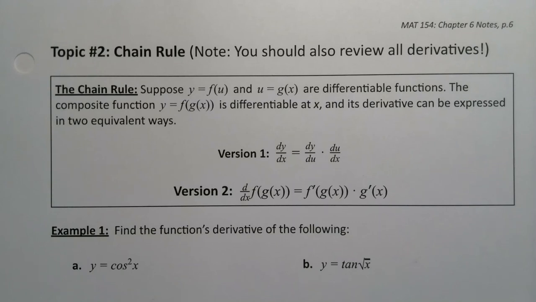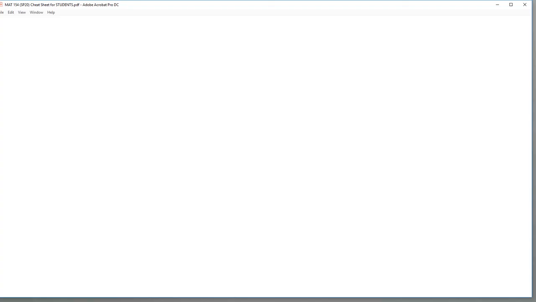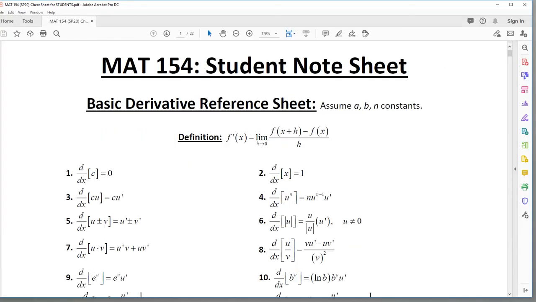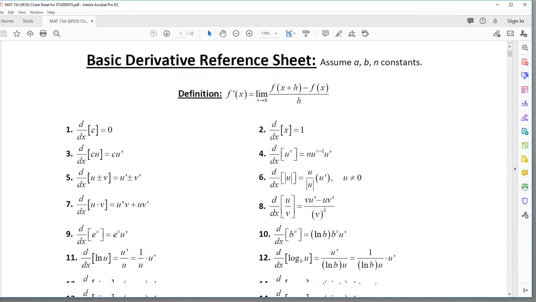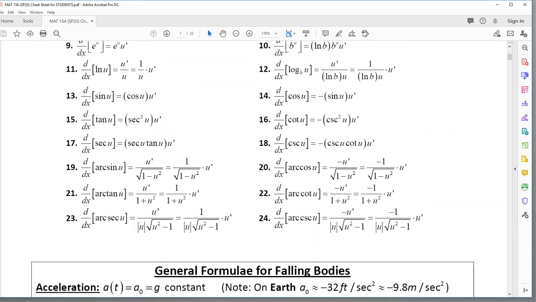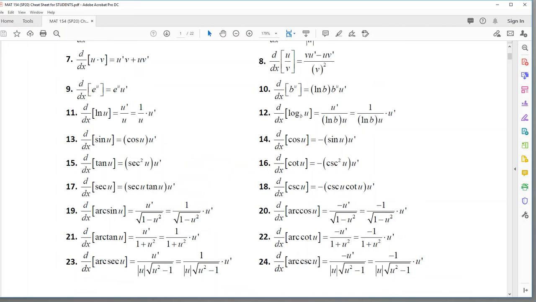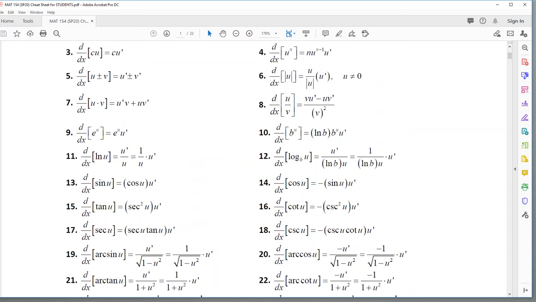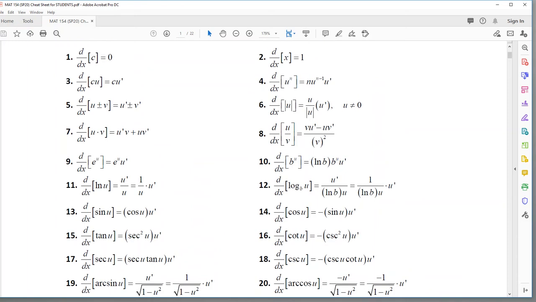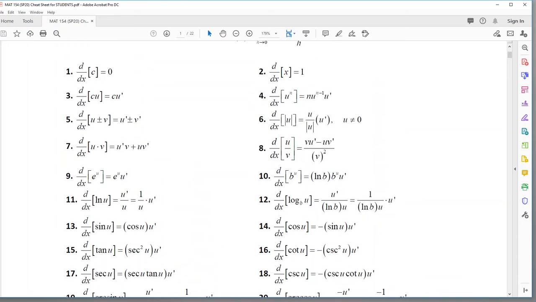Now in Calc 1, you learn a wide variety of derivative rules that you should just know, but they're also available to you on your student note sheet, which are these 24 basic rules of derivatives. Derivative of sine is cosine, for example. The derivative of e to the x is e to the x, which is rule number 9. The sum and product rules are in here, right? Sum and difference rule is number 5, product rule is number 7, quotient rule is number 8, and so on.